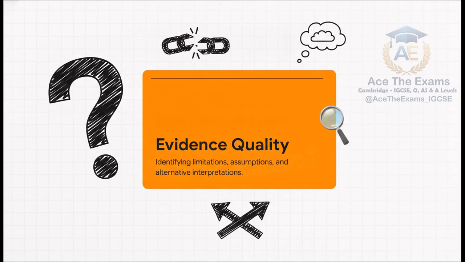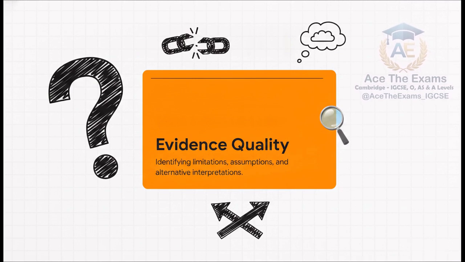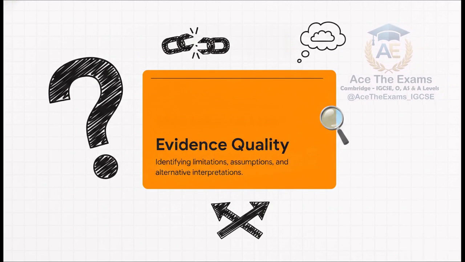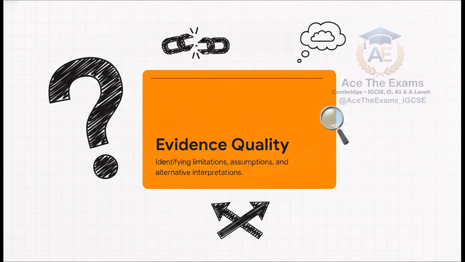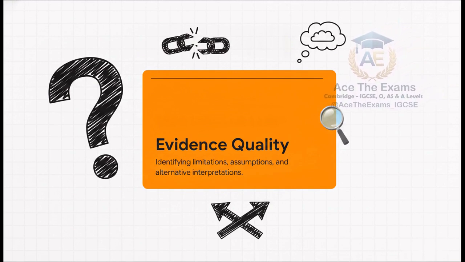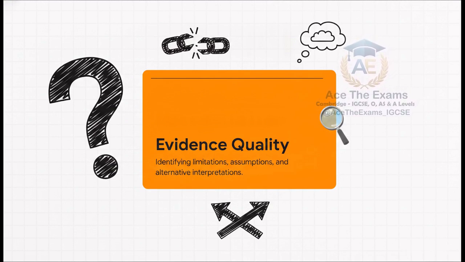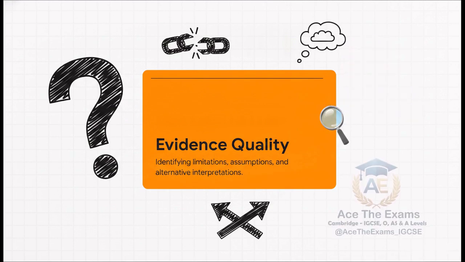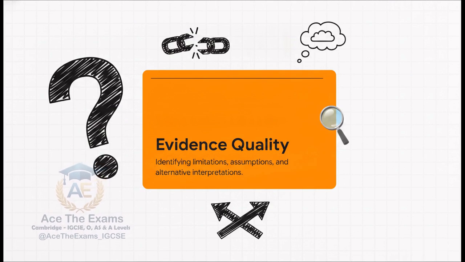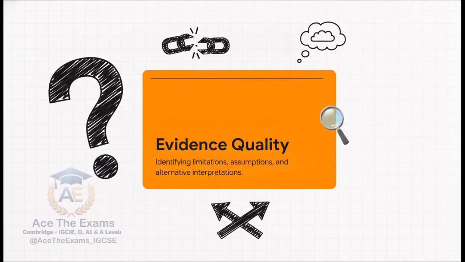To truly reach those highest evaluative levels, you really have to master the evaluation of evidence quality. And this requires relentlessly exposing the limitations of the data provided, identifying any assumptions that have been made, offering alternative interpretations, and most importantly, explaining exactly how all of these factors affect the final conclusions. This right here is what separates an average candidate from a top-tier agent.